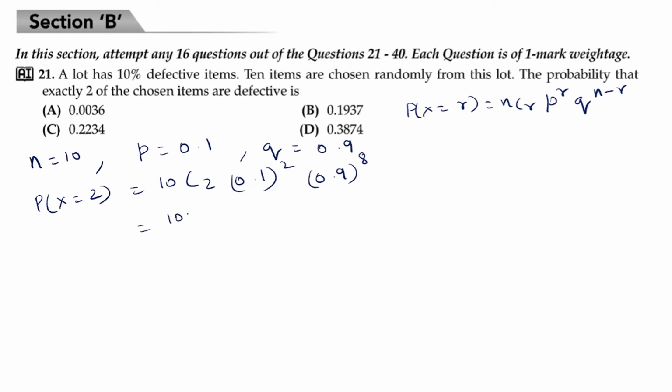So this is equal to 10 into 9 upon 2 into 1, 0.1 the whole square is 0.01, and 0.9 the whole raised to 8 is approximately 0.43. So when we simplify, we get this as 0.1937. So the correct option is option B.